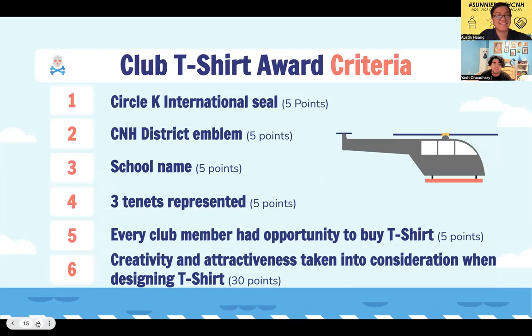Okay, so now we're gonna go into the criteria that it will be judged on. As you can see, you need the Circle K International seal, the CNH district emblem, which you need for everything. You also need your school name because it's your club's, so you gotta have your school name on there. And make sure the 3 tenets, which are leadership, fellowship, and service, are represented somewhere on your t-shirt design. And make sure that every club member has the opportunity to buy this t-shirt because it is a factor. And most importantly, the creativity and trackiness taken into consideration when designing this t-shirt will be judged highly. So make sure to put in your best work.